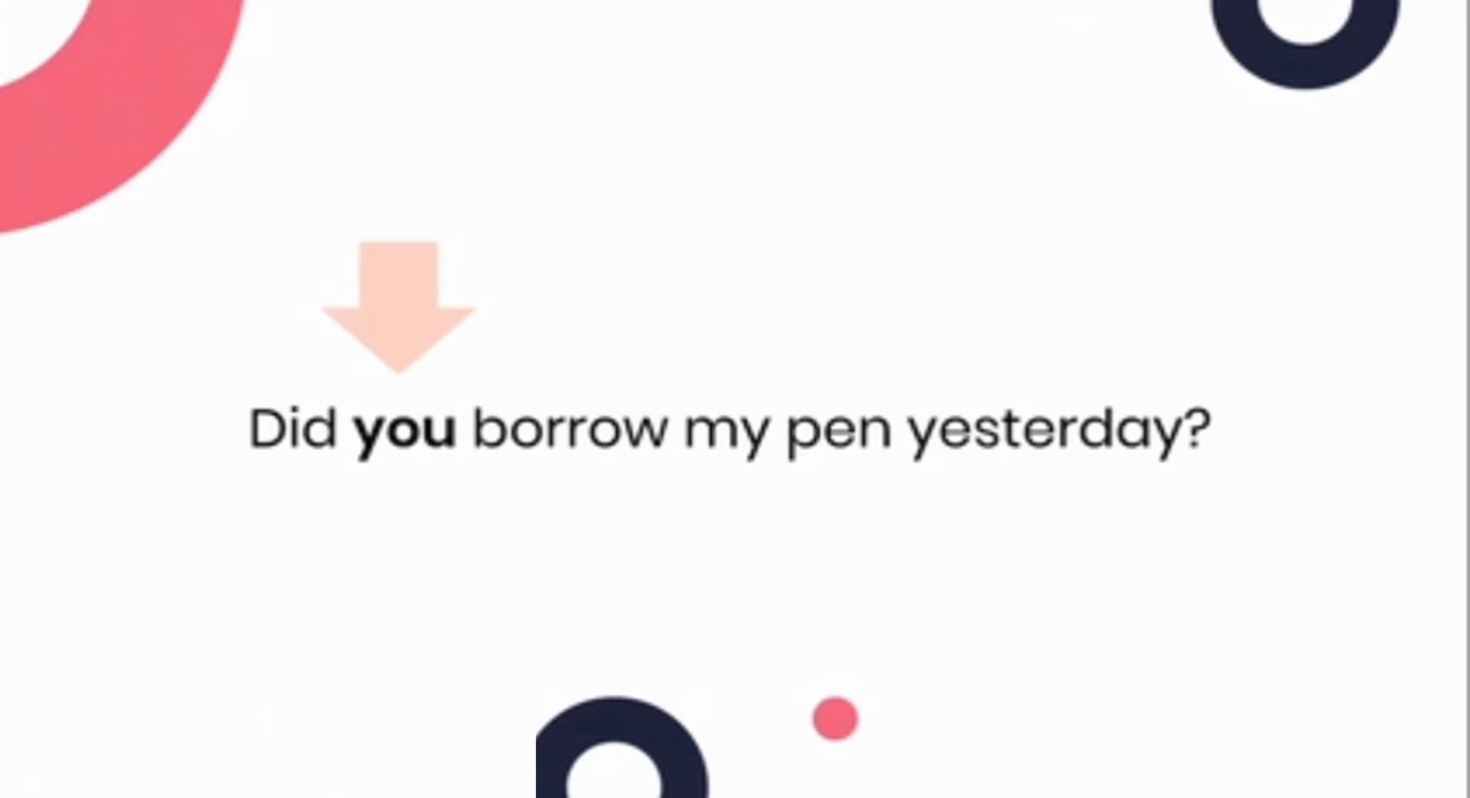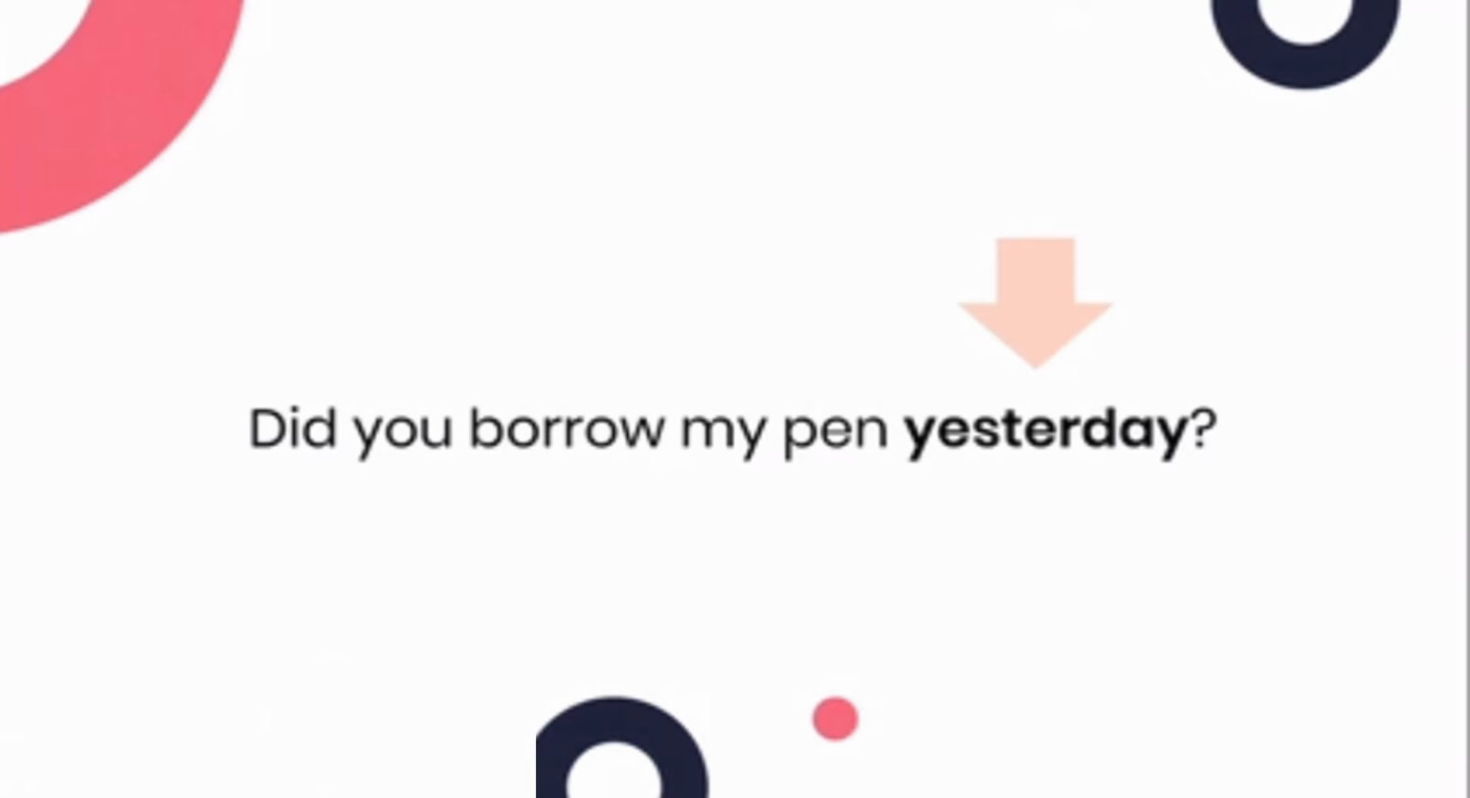Try to say the sentence with the stress on you. Did you borrow my pen yesterday? Great. Now, listen to this. Did you borrow my pen yesterday? I placed the stress on yesterday because I would like information about the day on which my pen was borrowed. Maybe I am unsure about whether you borrowed it yesterday or the day before, and so I place the stress on yesterday to check.